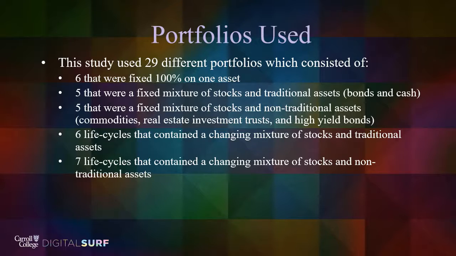The final 2 sets of portfolios that we used were life cycle portfolios, which means that the percentage in each asset class will change as the years go on. So the first set was life cycles, which contained a mixture of stocks and traditional assets, and the second set was 7 of them that contained a mixture of stocks and non-traditional assets.